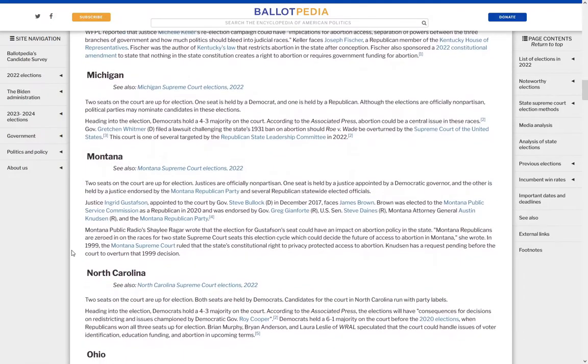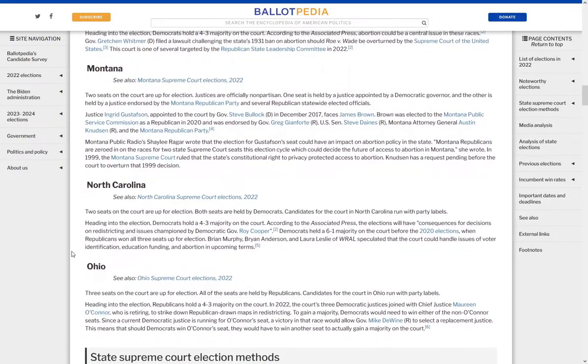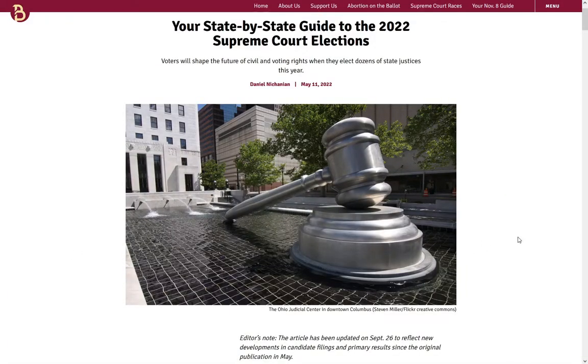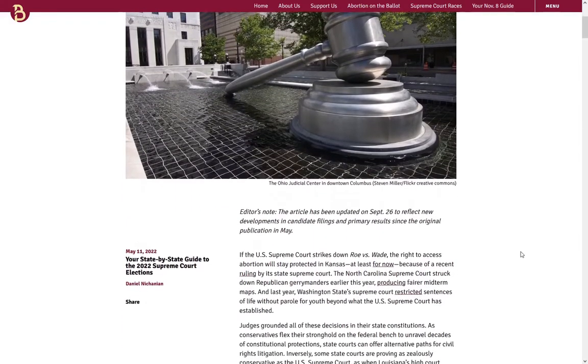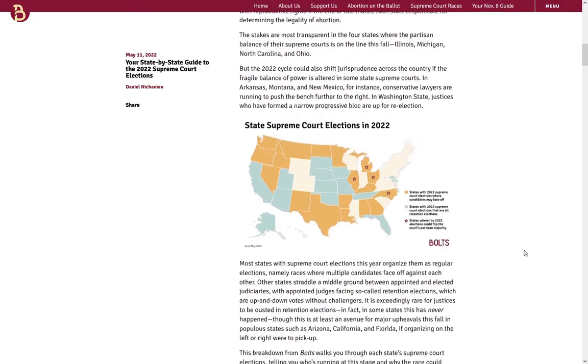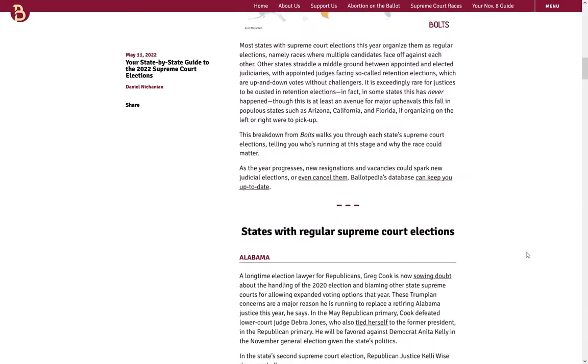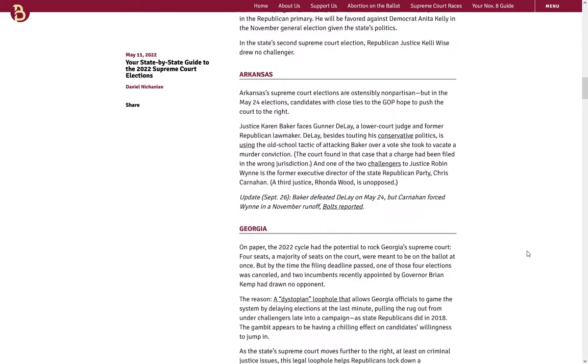And as always, there's plenty more information down below about Supreme Court judges. But here is another site that sums up what's going on in these Supreme Court elections for each state. It's very nice to have a lot of information in one place so you don't have to sift through everything. So all of that information is here. I'm just going to scroll through a little bit. I recommend clicking on the link down below, spending some time on what you're most interested in.